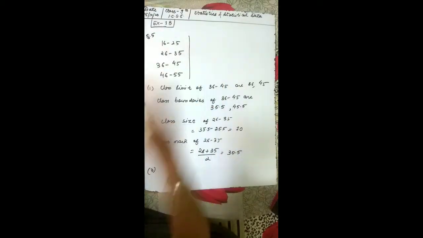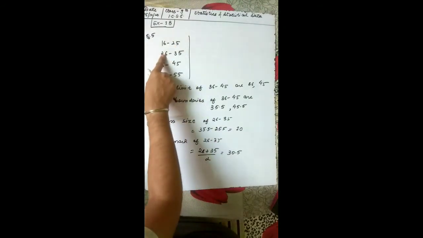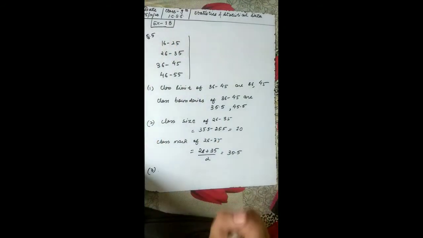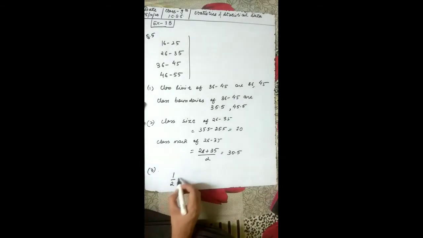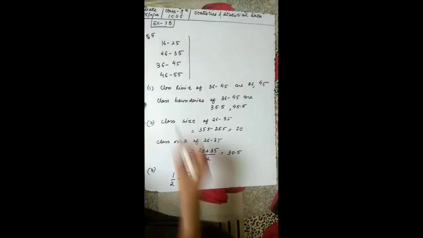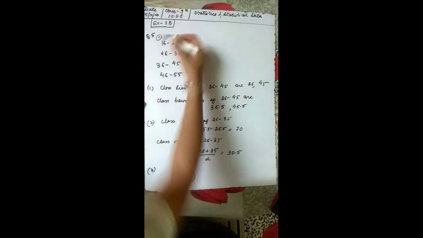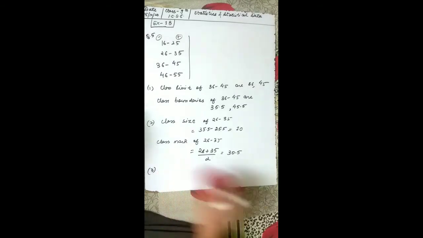If I ask you how much difference you are seeing here, from 25 it is going to 26, that means 1 difference. What is the half of 1? This is 0.5, isn't it? 1 divided by 2, you will get 0.5. So this is the factor which you need to subtract from the lower limit and add to the upper limit. Have you understood?